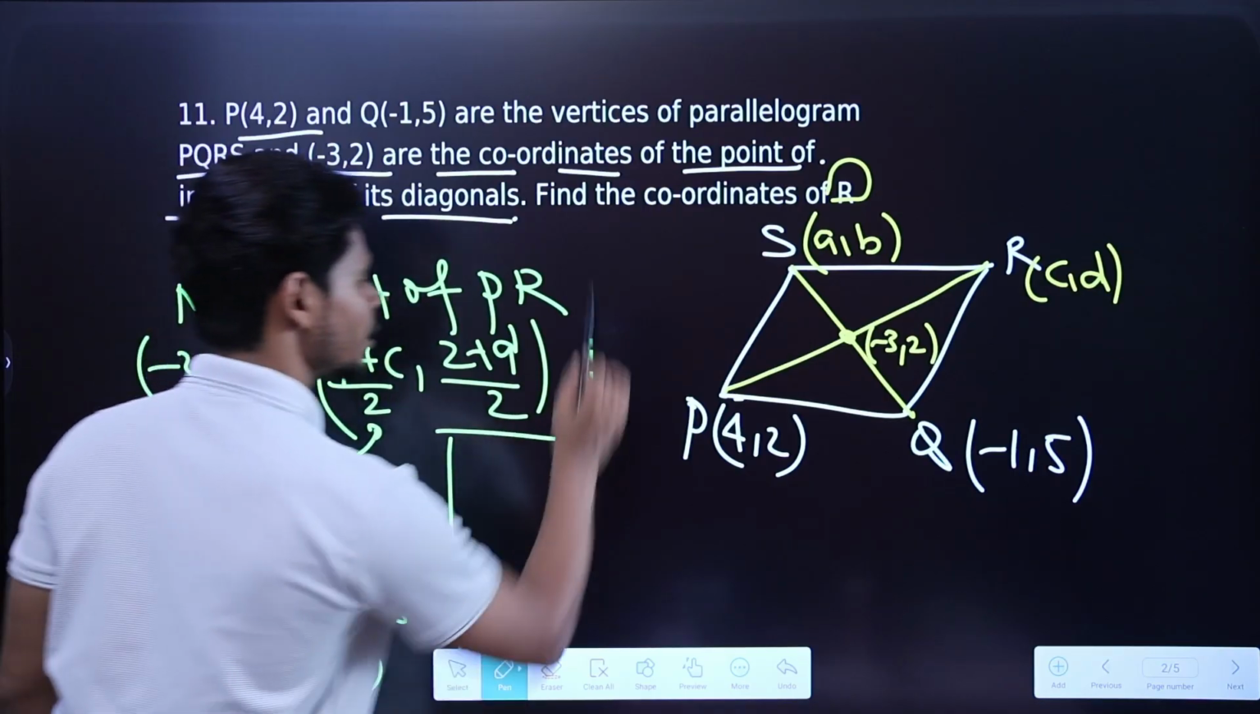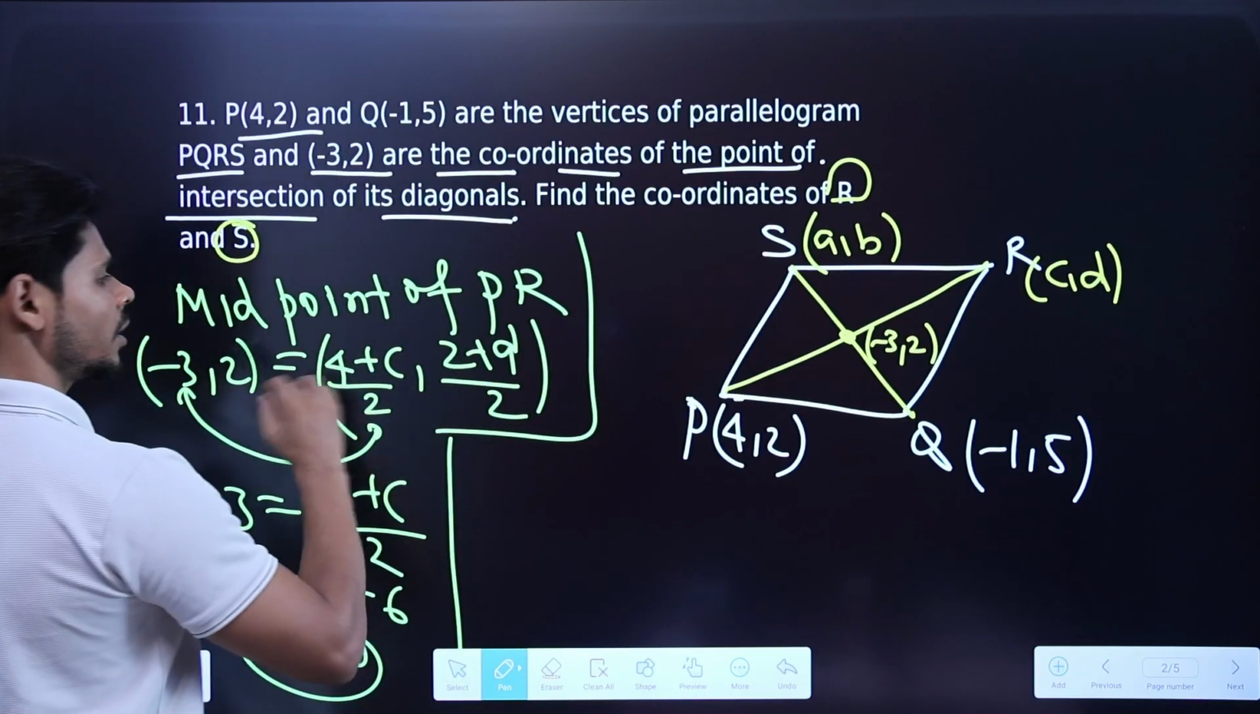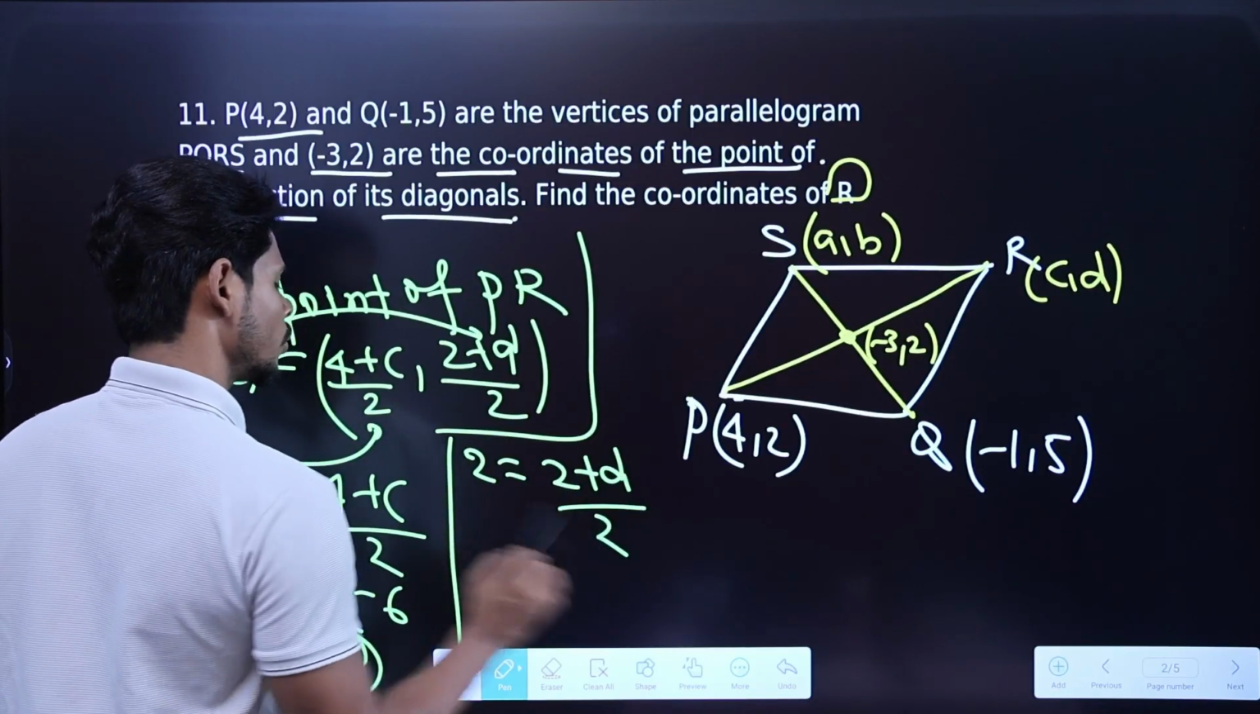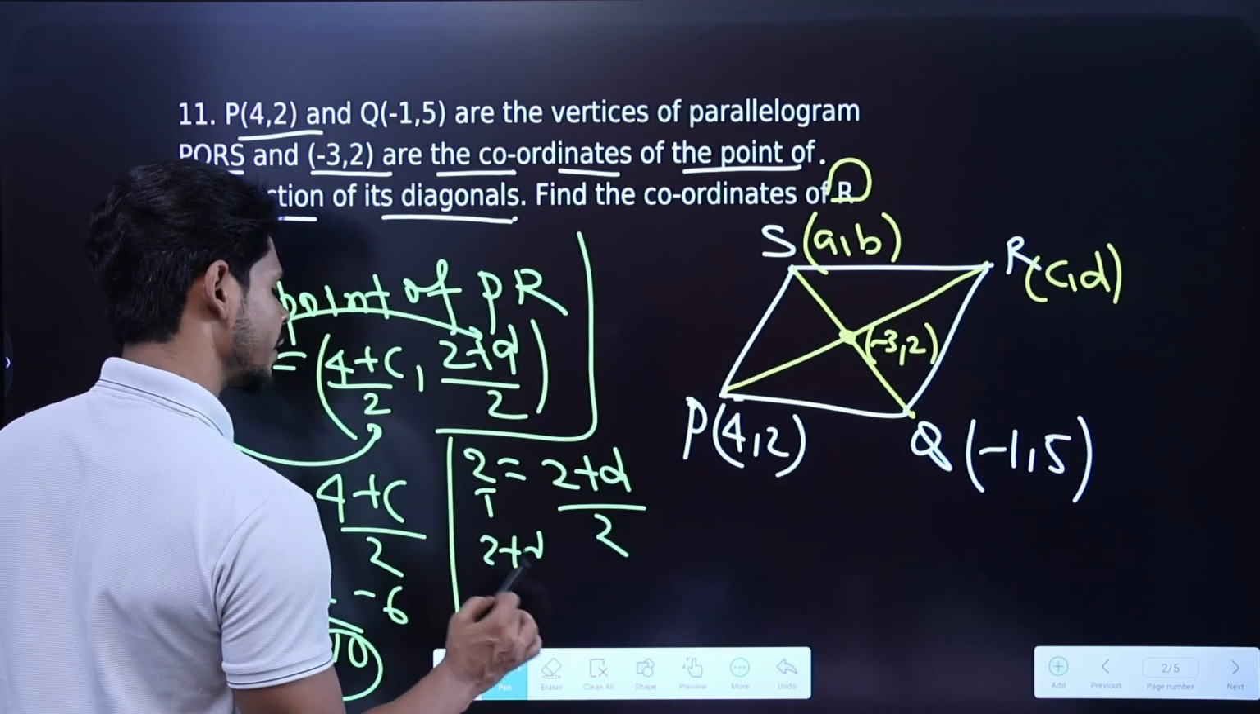Now similarly we can easily find the y coordinate: 2 will be equal to 2 plus D by 2. So if you cross multiply, it will be 2 plus D is equal to 4.